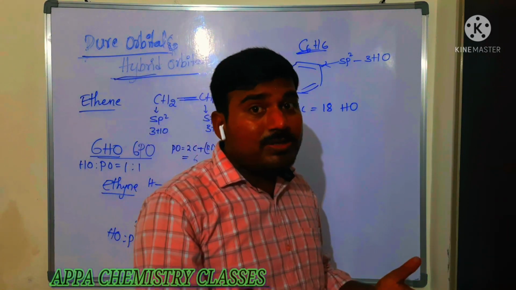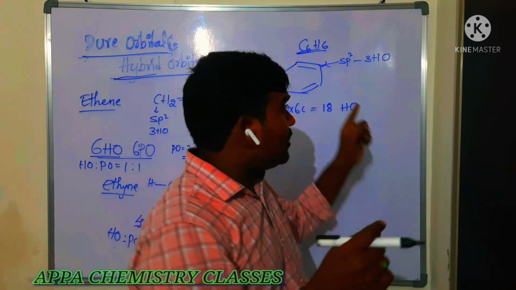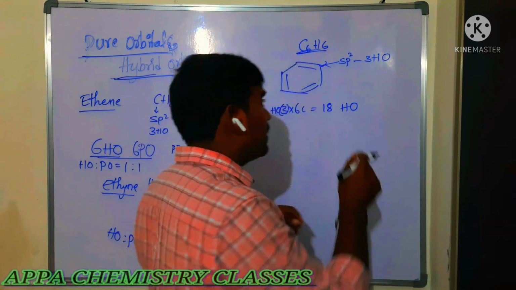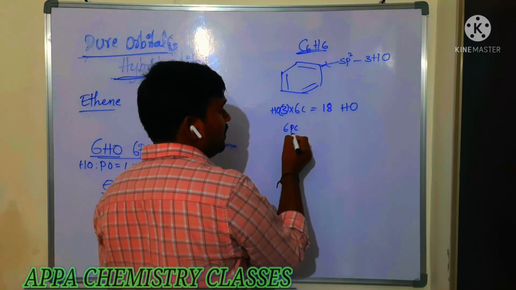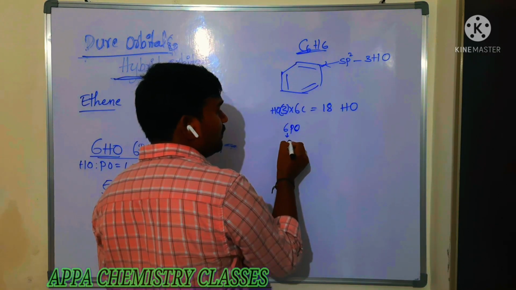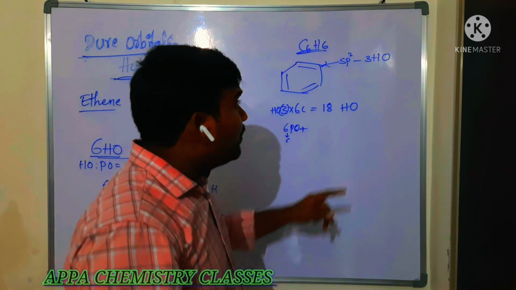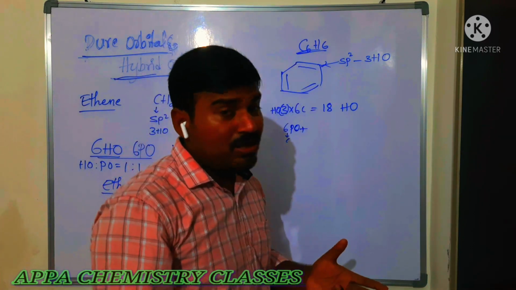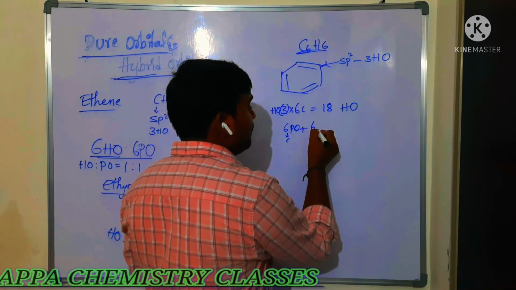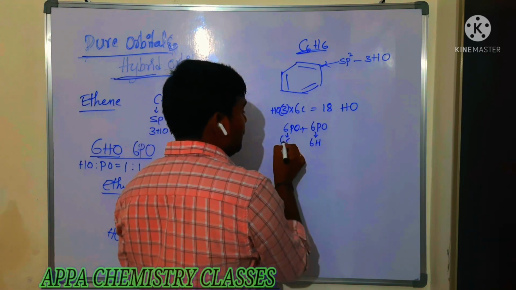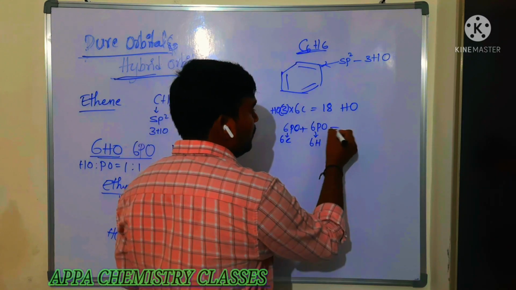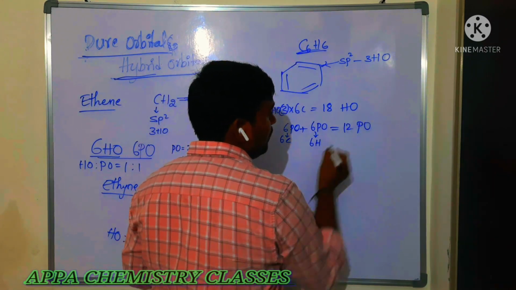How many pure orbitals then? Each carbon atom, sp2 means 1 pure orbital is there. So like that 6 carbons will have 6 pure orbitals. Pure orbitals from carbon atoms plus, how many hydrogens are there? 6 hydrogen atoms. So 6 pure orbitals from 6 hydrogen atoms, from 6 carbon atoms 6 pure orbitals. Total how many? 12 pure orbitals.